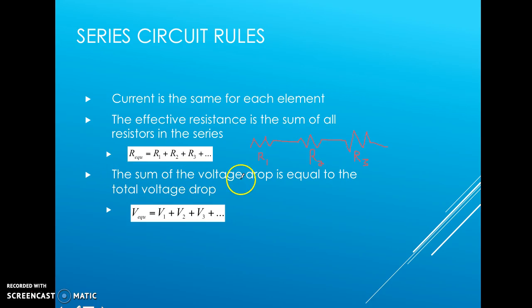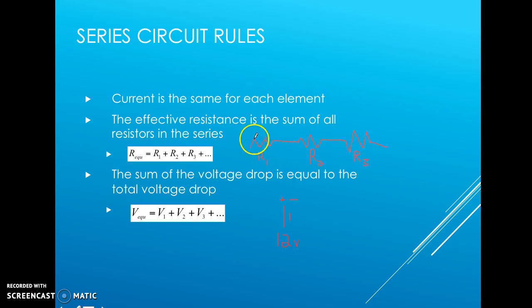Also, the sum of the voltage drop is equal to the total voltage drop. So on your battery, you know you have some potential difference across this battery. Let's say we have a positive and negative terminal here, and this is a 12-volt battery. So from the positive side to the negative side, we have a potential difference of 12 volts.